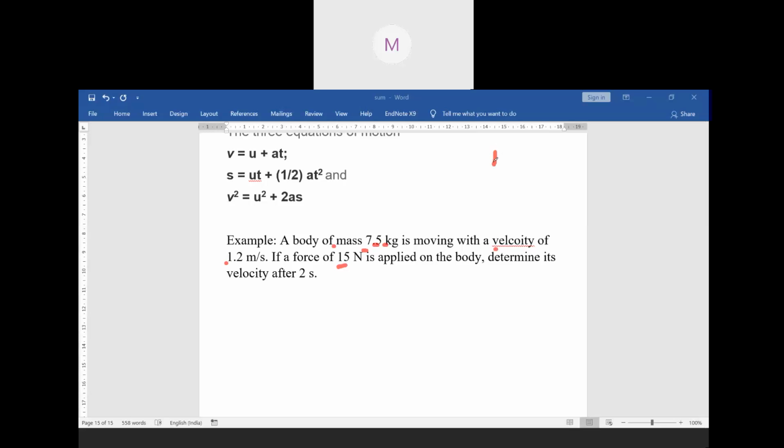Using this relation, if I am writing something on the screen, can you see that now? Yes, sir. Using this relation, what can you find out from this question?